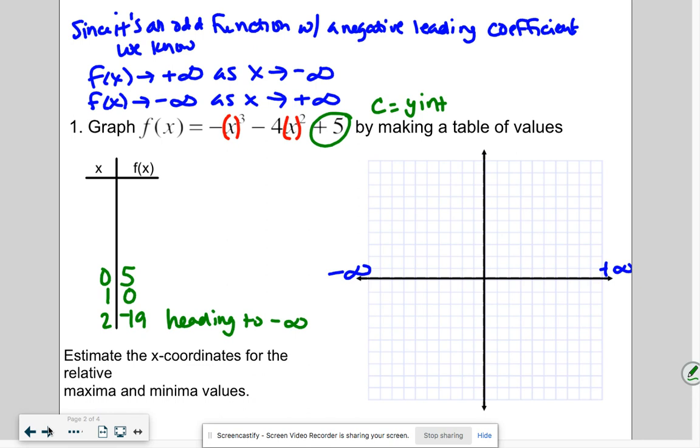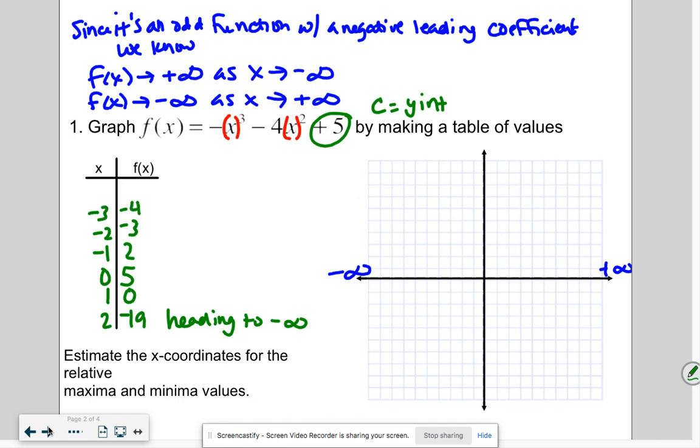So on the other side of 0, let's put in negative 1. And again, it's really important you use parentheses here because the negative is not part of the x. So negative, and then parentheses negative 1 cubed, minus 4, parentheses negative 1 squared, plus 5. And that gives me a value of 2. So keep going. I want a few more values. I'm going to put negative 2 in. I'm going to get negative 3. Negative 3 gives me negative 4.